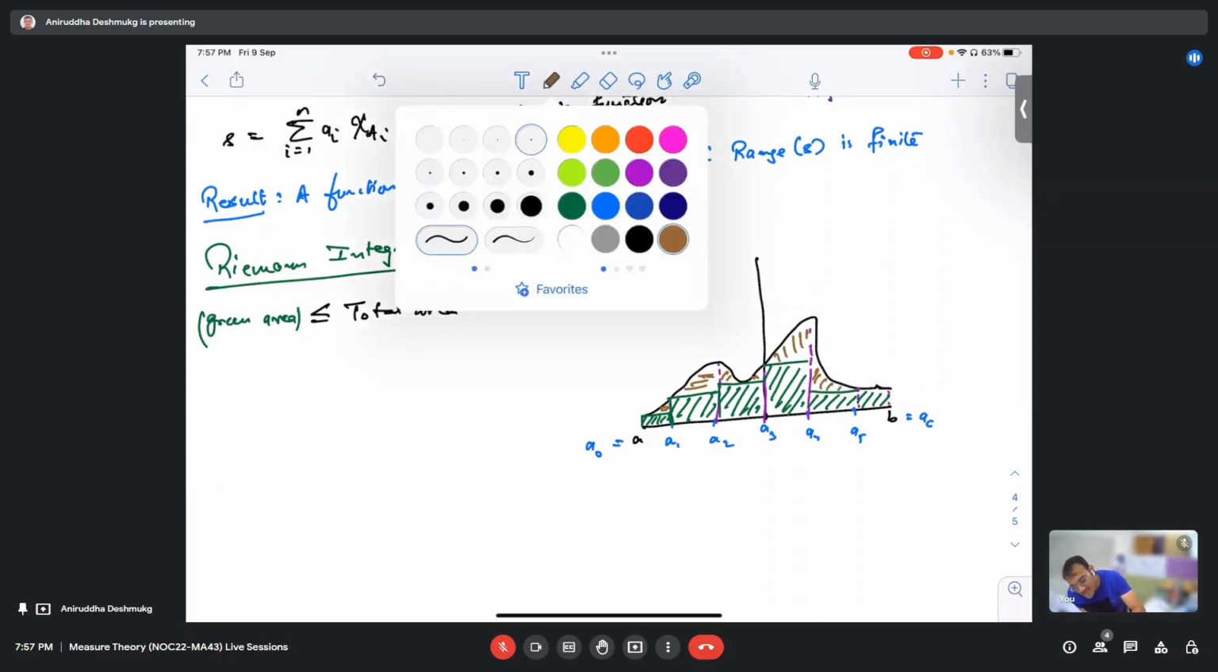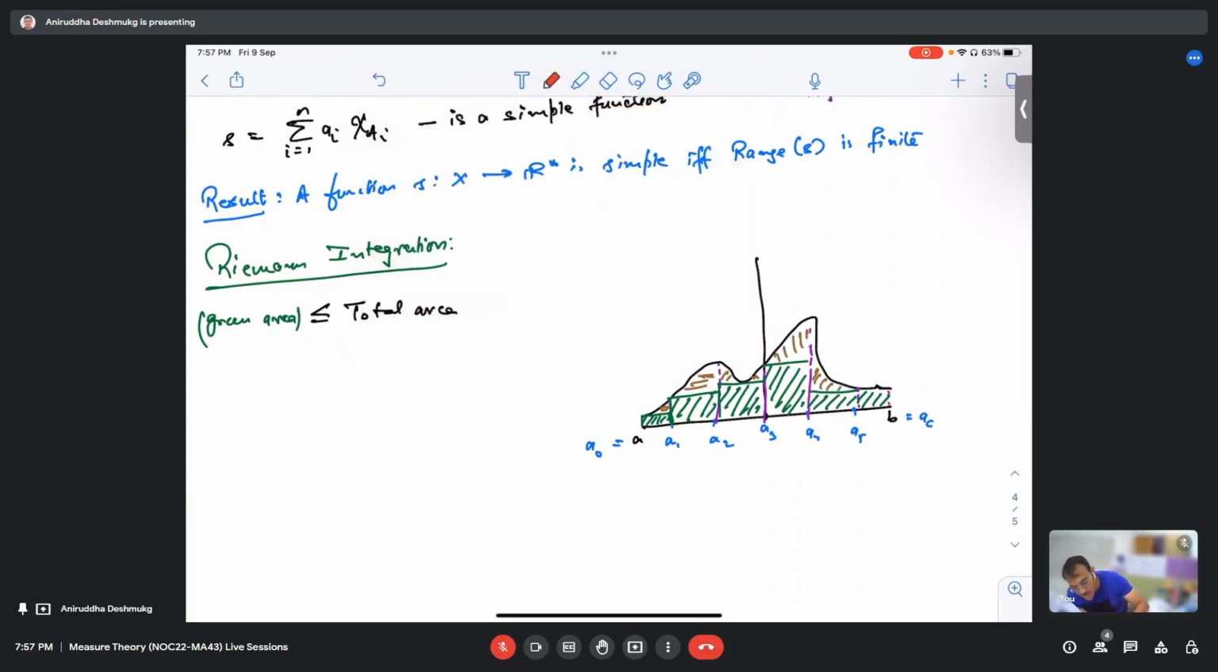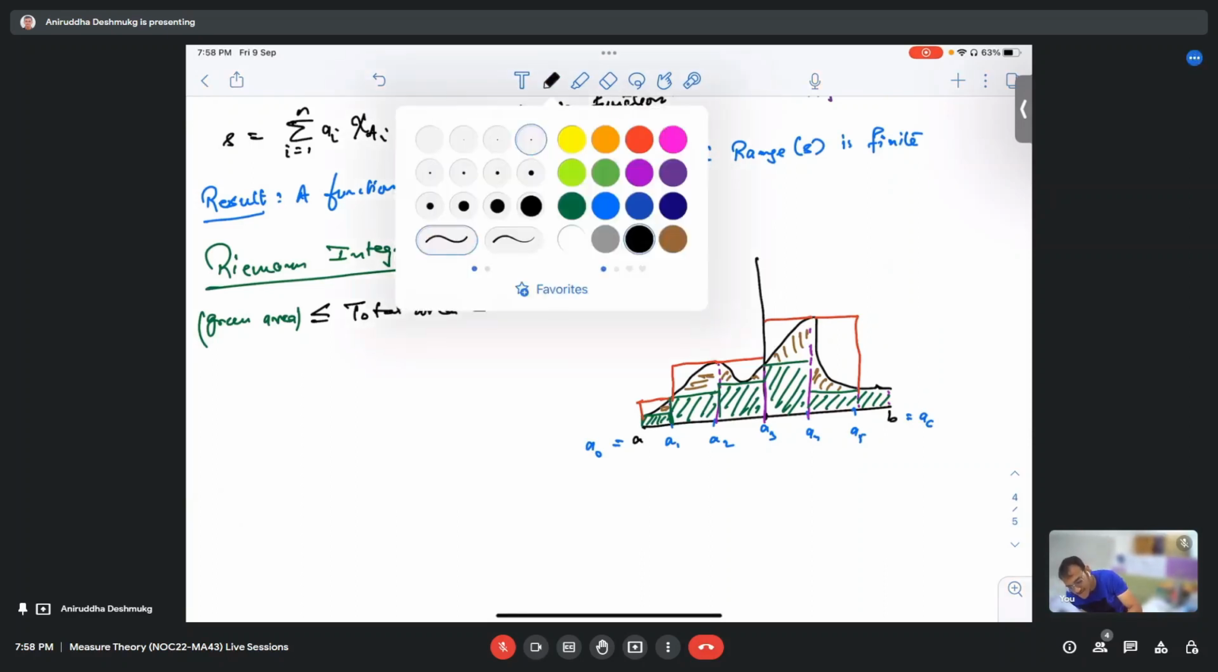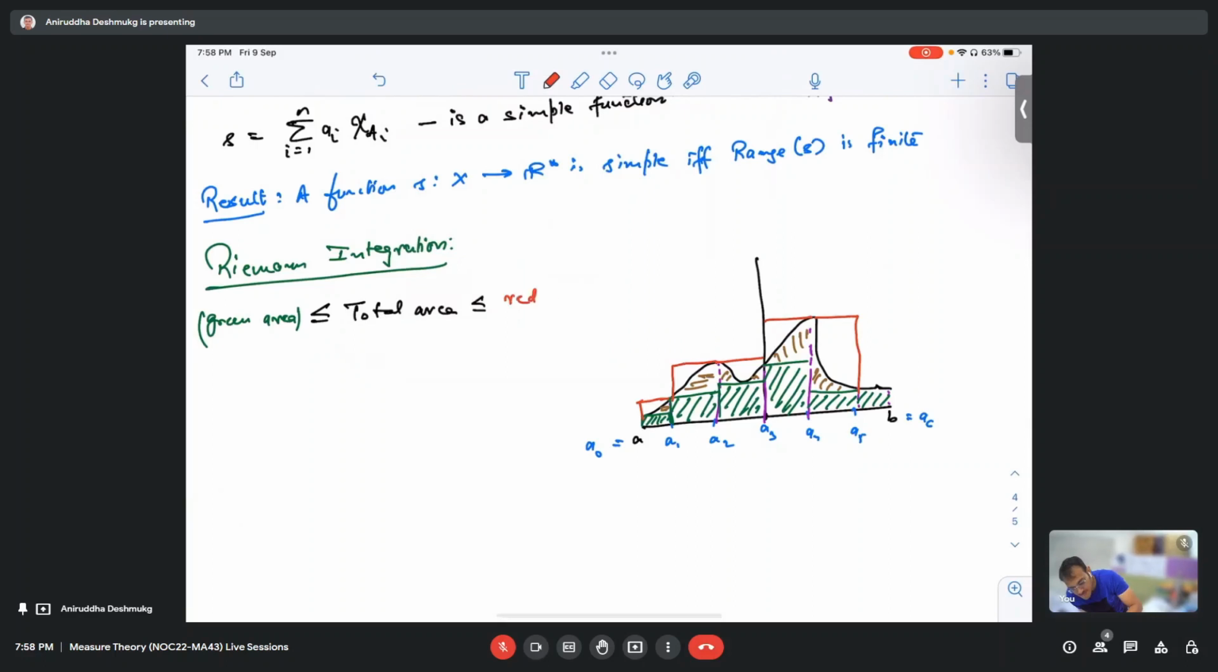Okay. The other thing which we can do is let us look at the supremum. So let us look at these bigger rectangles. So this one, and then A1 to A2, we have this big rectangle. A2 to A3, again, this rectangle. A3 to A4, this another big rectangle. A4 to A5, this rectangle. And A5 to A6, it is the same as the green one. And then let us calculate it. So this total area is less than or equal to the red area. Yes, sir.